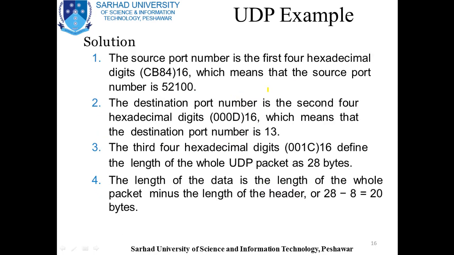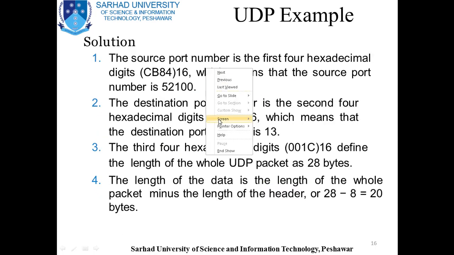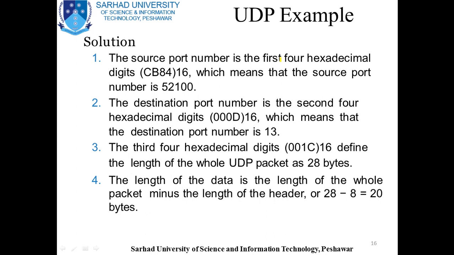So let's get started. The first four hexadecimal digits are the source port number. If the first four digits are, let's say, CB84 in hexa, you just have to convert that into decimal, and you get 52100. So your port number for the source is basically 52100. You take the UDP header, take the first four digits, convert them into decimal, and you get your source port number.